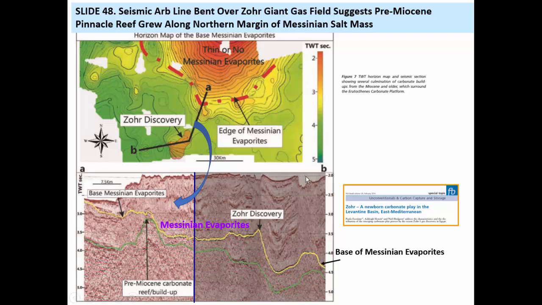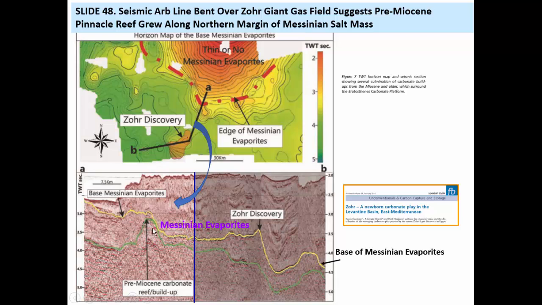This goes from the middle of the Zohr discovery down to the southwest. This shows you where the Zohr discovery occurs. These are Messinian evaporites above it, covering it. But you notice there's a pre-Miocene carbonate buildup in here. They figure that, because this is Miocene reefing here, that might actually be a Cretaceous pinnacle there.